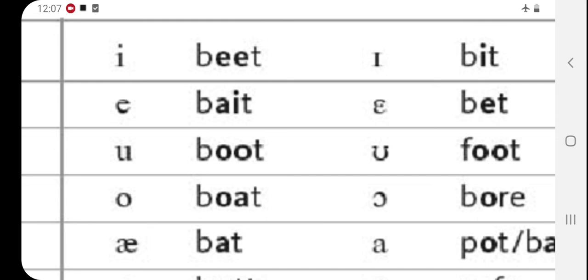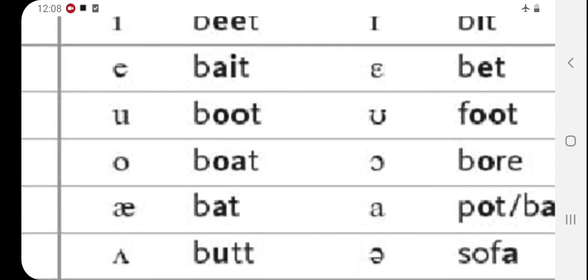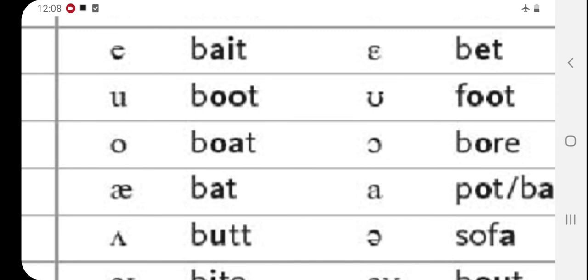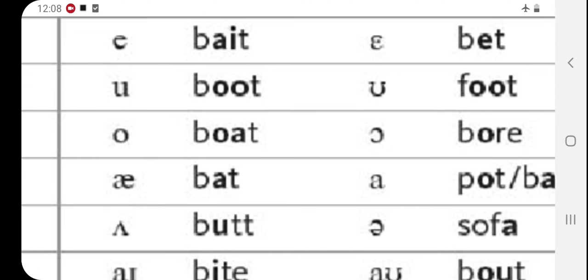Then we have the long oo sound, boot. Just skip this b and t sound from boot. The left symbol is the oo sound, boot. And in foot, it is the short oo sound, foot, it represents the short oo vowel sound. Then boat and bow, these are two different symbols.